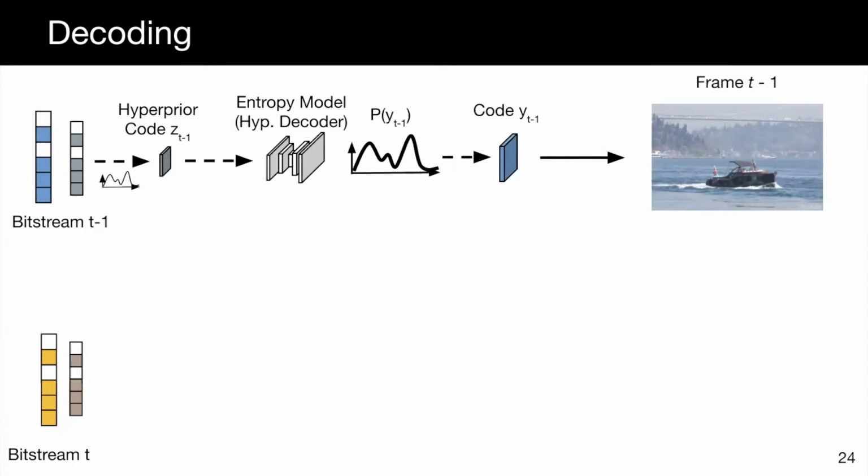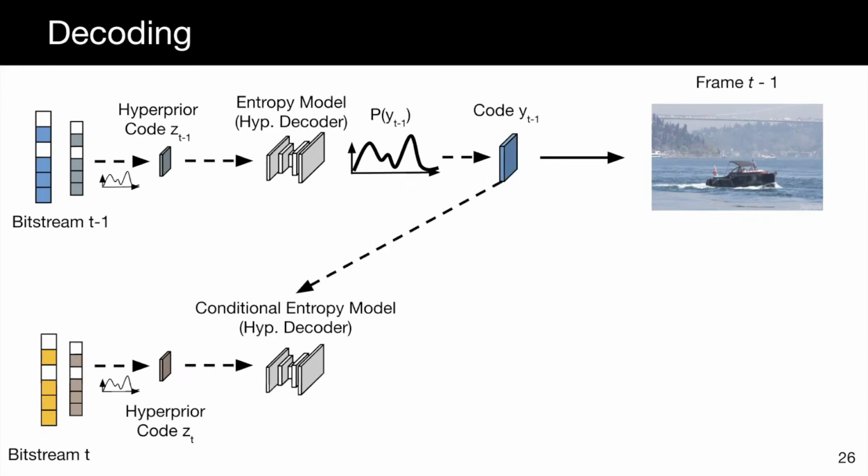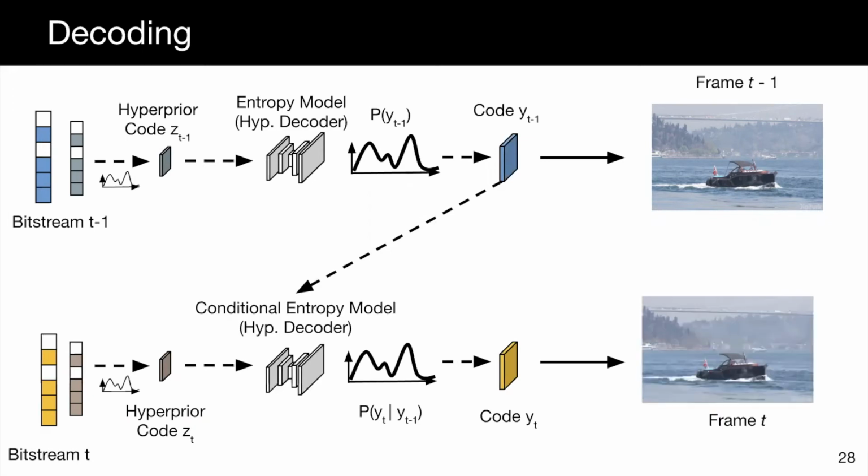Next, we consider frame t. We again first decode the hyperprior code at time t. Then, given the hyperprior code and the previous image code yt-1, we obtain the conditional probability distribution to recover our image code yt from the code bit stream. Similar to the previous frame, we can reconstruct the current frame through an image decoder as well.